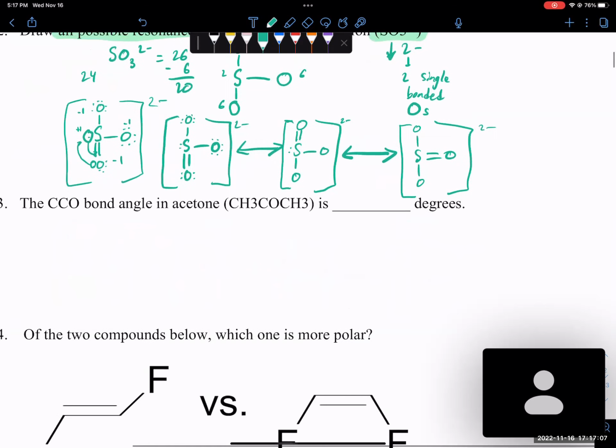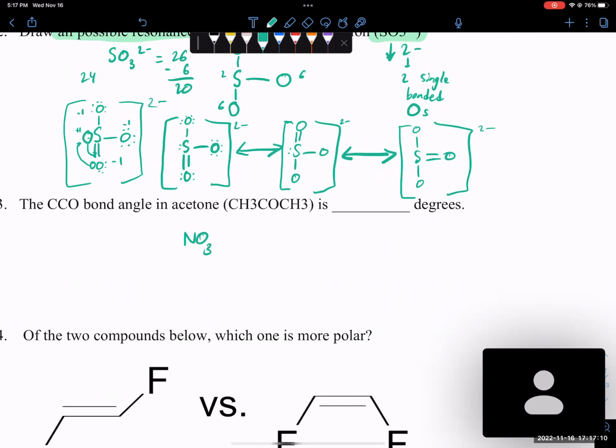NO3, sure. NO3 minus would look similar to how we did this ion right here. It'd be nitrogen here, oxygen, oxygen, another oxygen. So then you do your valence electrons: 6 times 3 is 18, plus 5 is 23, plus another 1 is 24. Then we're gonna draw our bonds. So 24 minus 6 is gonna be 18. Then you need 20 total electrons to satisfy this entire thing, because each of these oxygens needs 6 more, plus this nitrogen needs 2. So 18 minus 20, you're deficient 2 electrons.